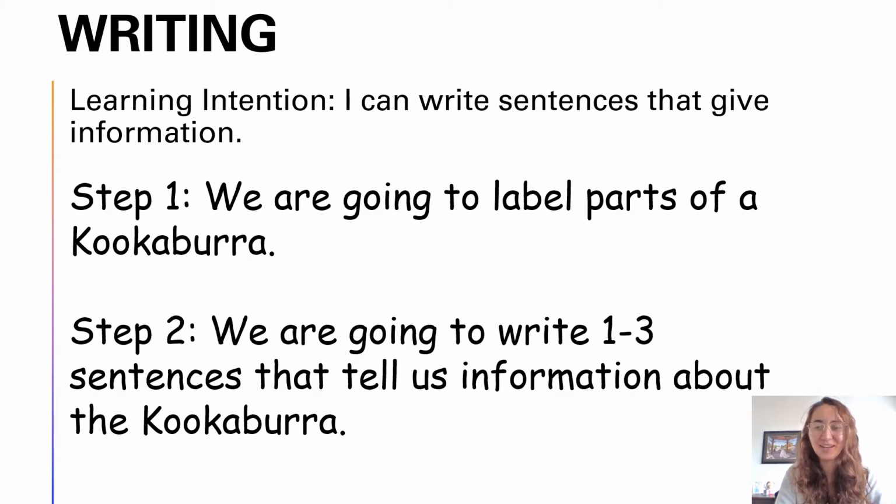Okay, so for writing, again, our focus is to write informative sentences. We're keeping it simple. This time, instead of the kangaroo, we are starting with a new Australian animal. We are going to be labeling the kookaburra. After we label the kookaburra, we are going to write 1 to 3 sentences that give us information about the parts. Let's have a go at labeling.